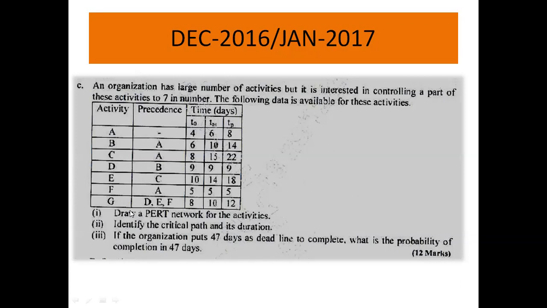And it is asked to draw a PERT network for the activities, identify the critical path and its duration, and also what is the probability of completion of this project in 47 days. So this was asked for 12 marks. Okay, and let us solve this problem.